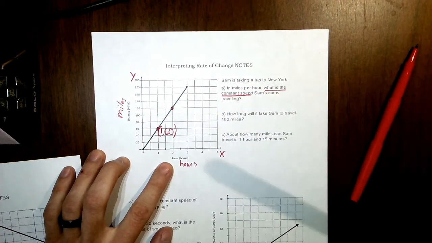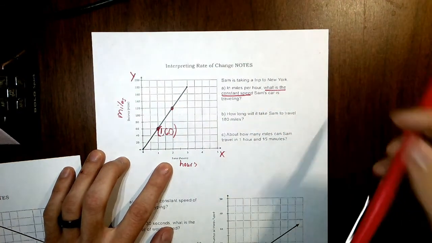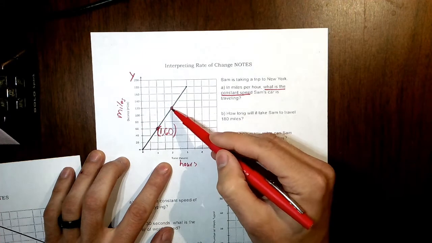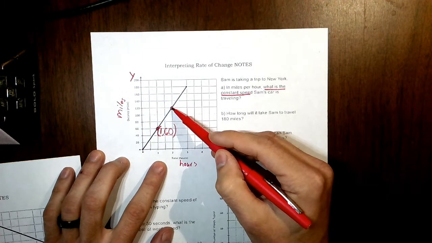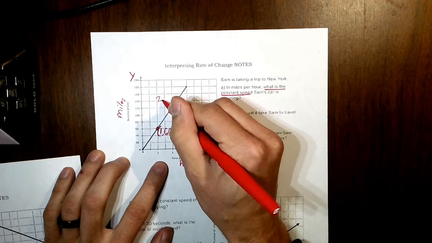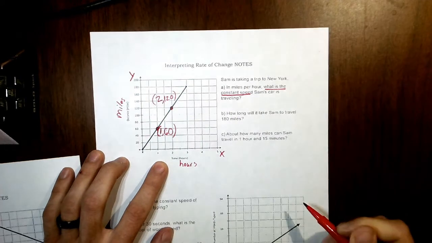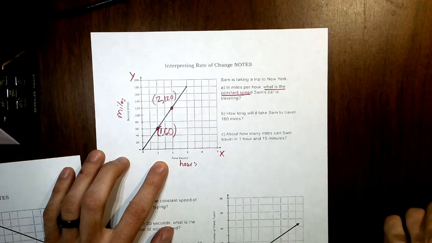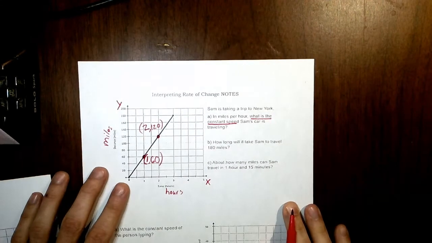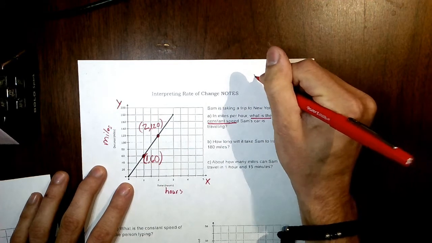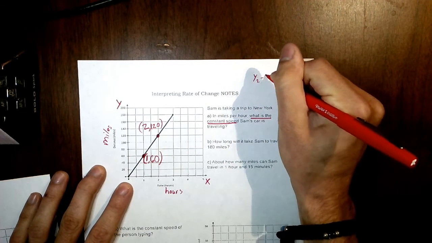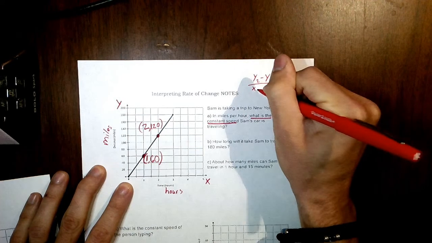Up here, let's go number 9. Garrett, what is our ordered pair for this point right here? 2 and 120. Awesome. 2 and 120. Do we need any more points? No, so let's use our formula. The formula is y2 minus y1 over x2 minus x1.